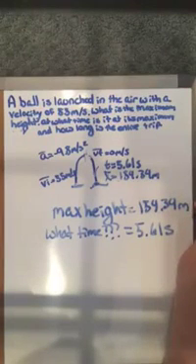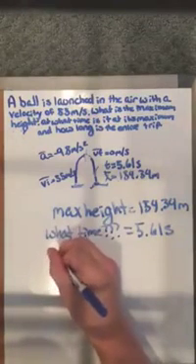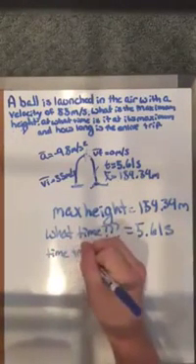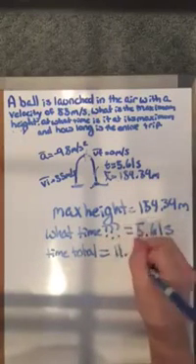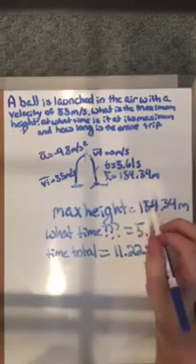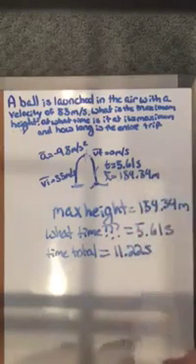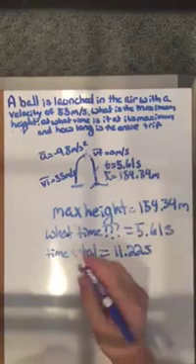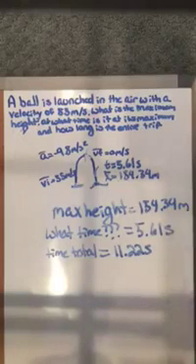And how long is the entire trip? Well, we just figured that out by doing time of total trip. Time total is equal to 11.22 seconds. And that's how you answer a problem that is straight up and comes right back down. Very simple, just by using your two equations of your acceleration and your distance problem. And that should be it.